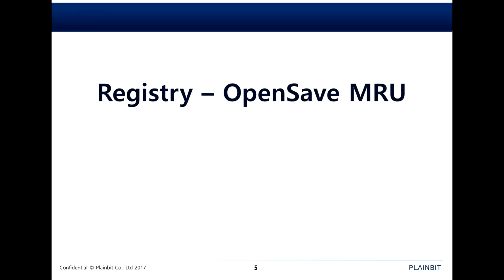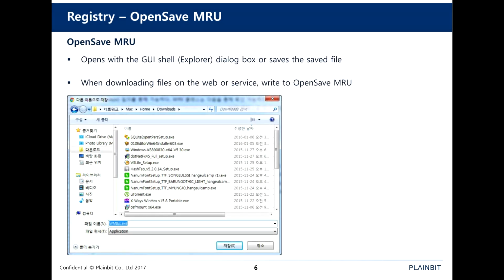Registry OpenSave MRU. Simply put, the OpenSave MRU key is a registry key that stores information about files opened or saved in a Windows dialog window. It is a registry key used by most commonly used applications as well as web browsers such as Internet Explorer and Firefox.